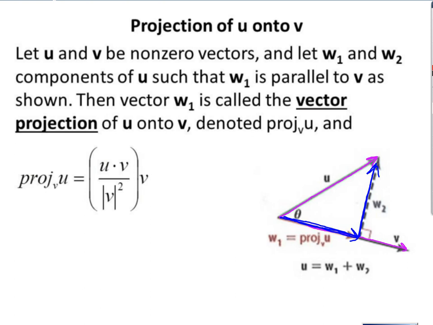So we're going to break u into two different parts. One of the parts is going to lie on vector v, and the other one will be perpendicular to vector v. To find this, we're going to do u dot v over the magnitude of vector v squared, and whatever we get, we're going to multiply that by vector v itself. This would give us our projection of u onto v, or that's the same thing as saying this will tell us where vector w sub 1 is located.